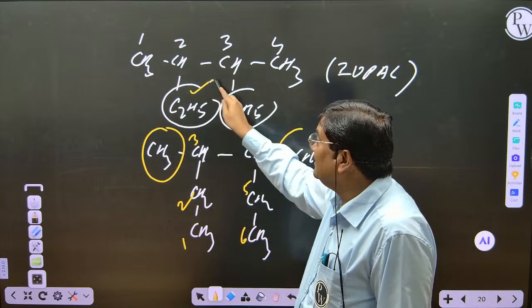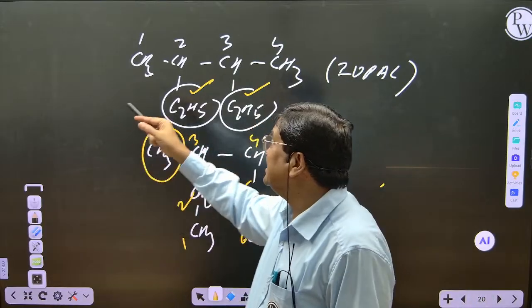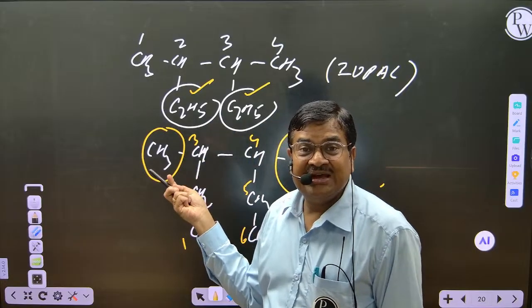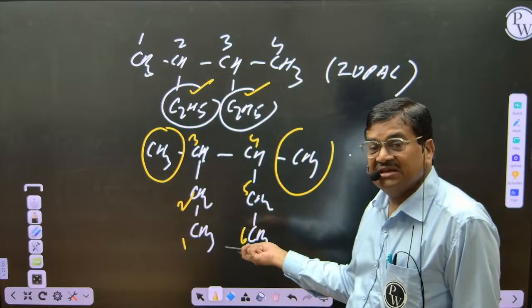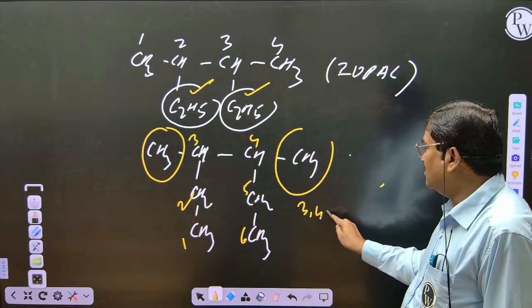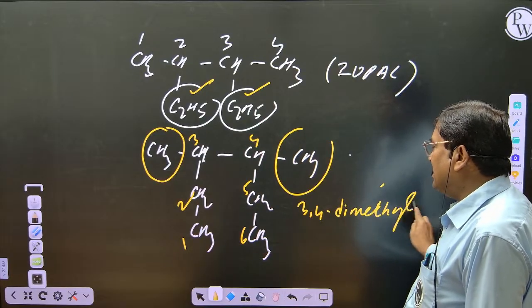So here you have to elaborate the structure. If you don't elaborate, you think the straight chain has 4 carbons and these are fewer carbons, and you make a mistake here. That's why with more practice you will get familiar. So understood? So tell me, what is the name? 3,4-dimethylhexane.